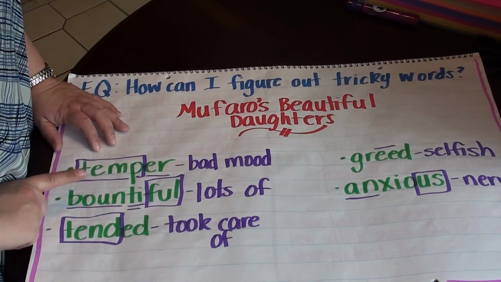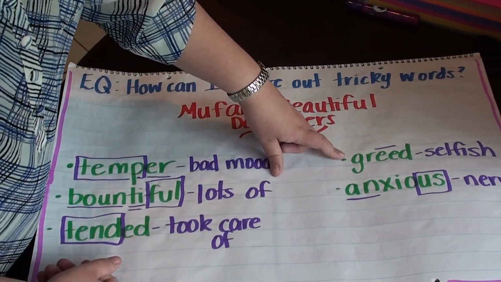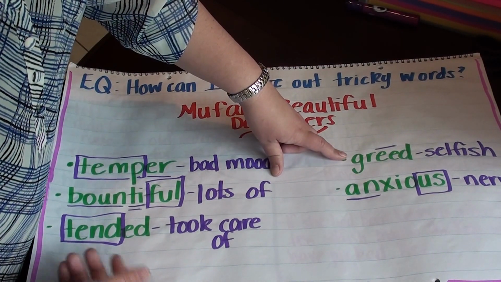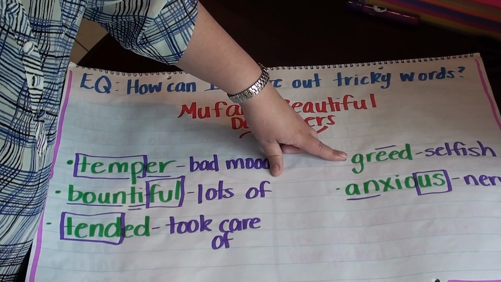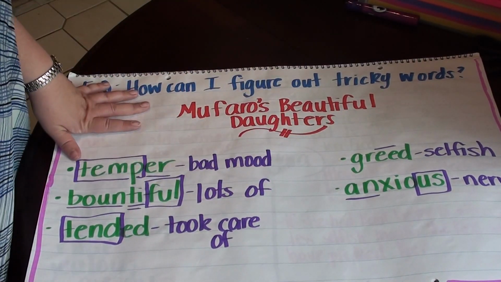I came across the words temper, bountiful, tended, greed, and anxious. I'd hope they'd already know the word greed especially, but they may not. I had a lot of kids with language difficulties. They may not have that background, so I went ahead and threw it in there.